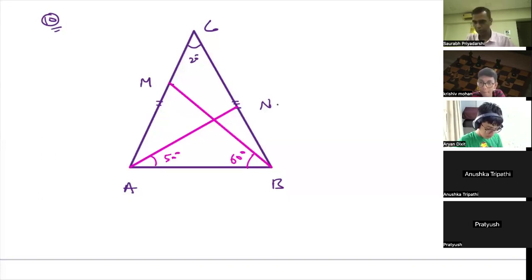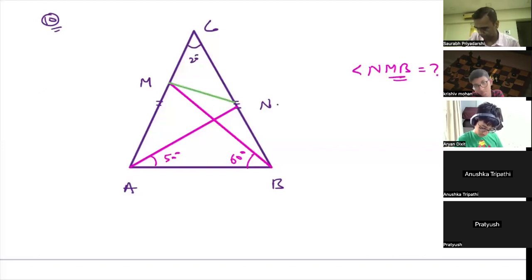This is a very famous question. Find angle NMB. This is one of the famous questions. So this is the figure. This angle is given, C is given, and these angles are given.